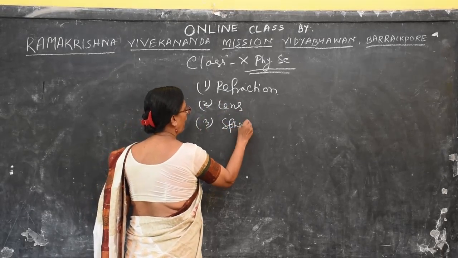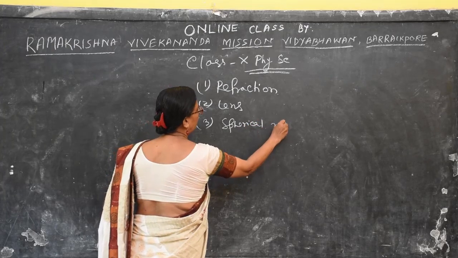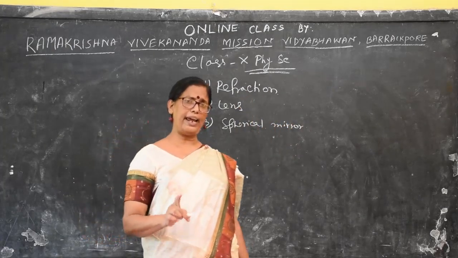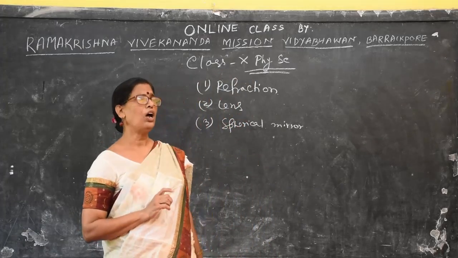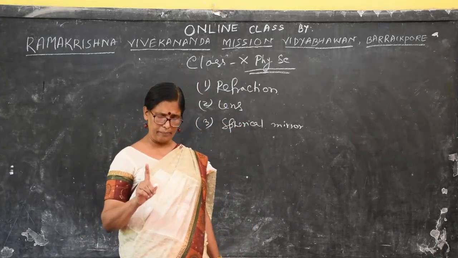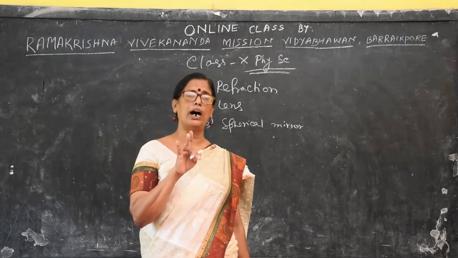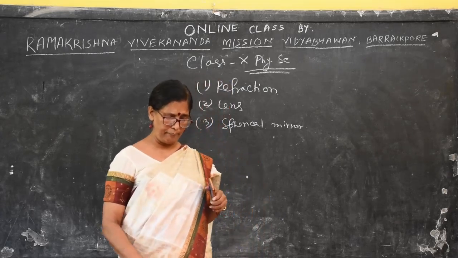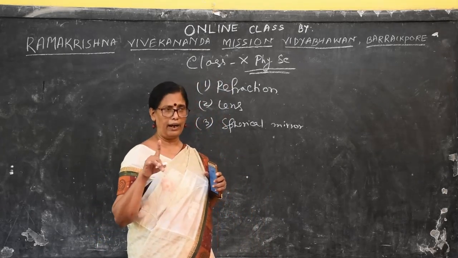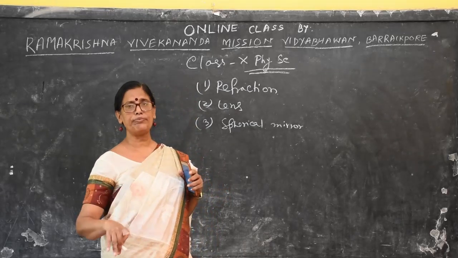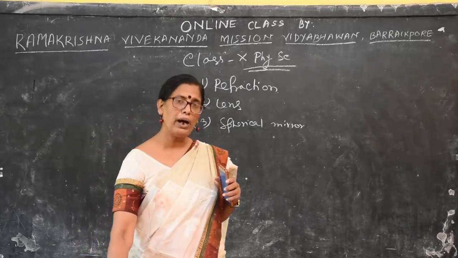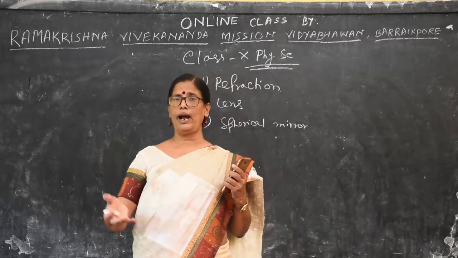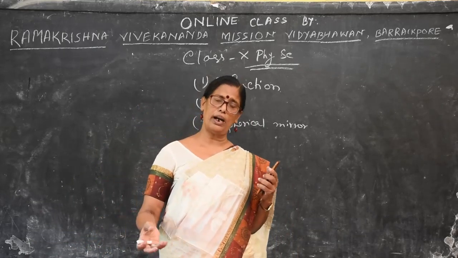So first we discuss about the refraction. In class 8, a little bit of refraction is there. We know refraction means there must be two different optical mediums. Two different optical mediums means what? The speed of light is different in one and the other. So normally two optical mediums are maybe air and glass, or air and water, or glass and water.